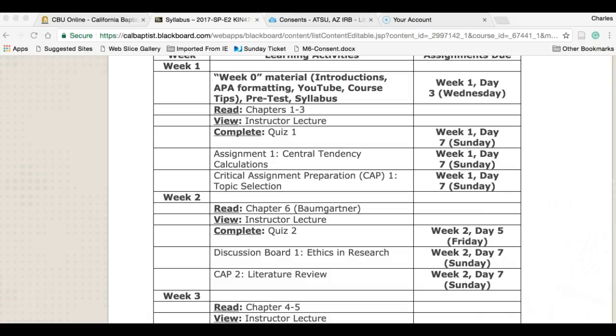The last part is the critical assignment preparation. So this part, make sure that you're communicating with me on this. If you have any questions, if you're not too sure about what your question should look like, well, first of all, look at the week one link at the very bottom. It explains what the cap is, and then also it gives you a few examples of what your question should look like. Obviously, don't copy that question exactly, but it'll give you a good starting point.